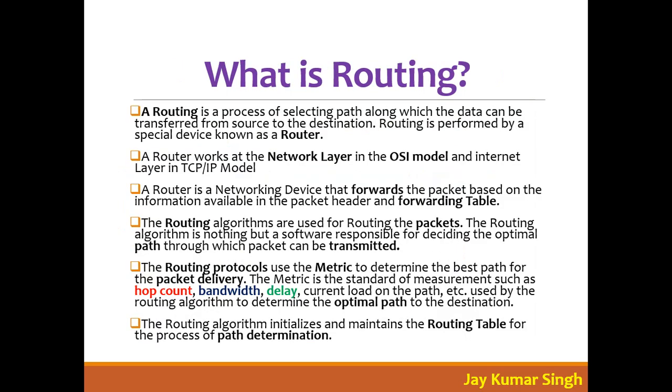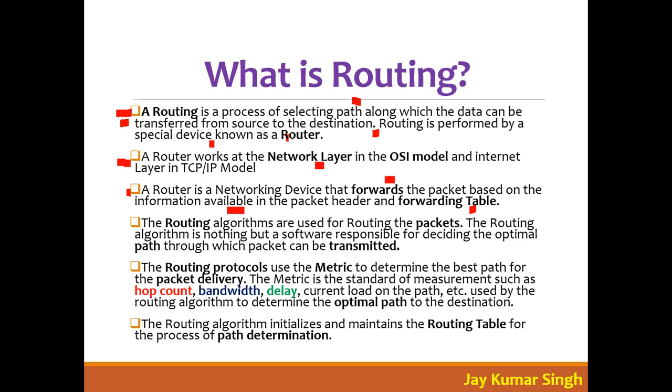Now, as we know, routing is a process of selecting the path along which data can be transferred from source to destination, right? Routing is performed by a special device known as a router. A router works on the network layer of the OSI reference model. A router is a networking device that forwards the packet based on the information available in the packet header and forwards with the help of a forwarding table. So the routing table is, you can say, the forwarding table also.